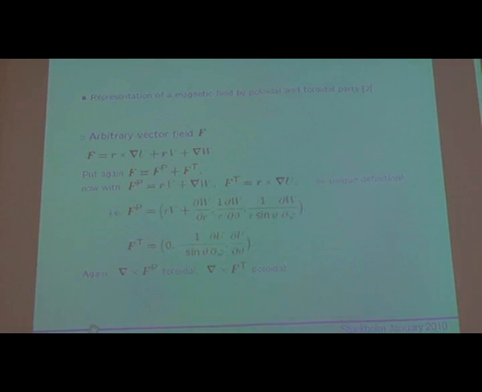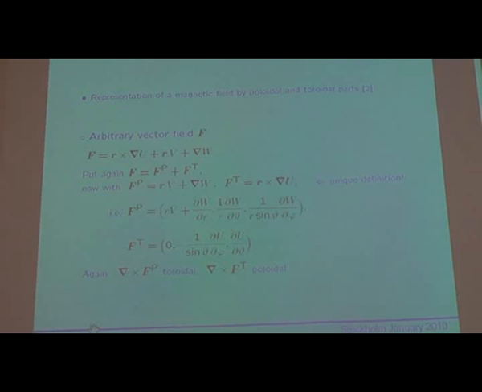Consider now an arbitrary vector field. You can represent each vector field in this way: 3 terms corresponding to 3 components. In order to see that this relation is justified, consider first the magnetic field on a given surface R equal to constant. So it means the vector field on a given surface R equal to constant.